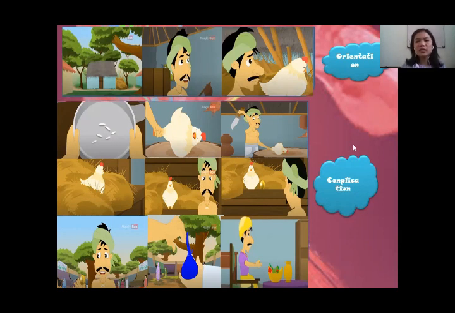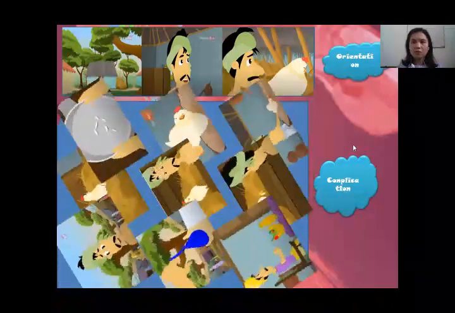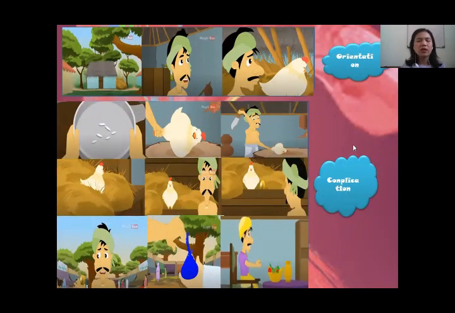Okay, now we are going to the second one, complication. How the problem was started. Okay, here are the pictures in complication. The first one is, one day the poor man was really tired and hungry. He went to the kitchen, but he found nothing. Then he decided to kill the hen for his dinner.